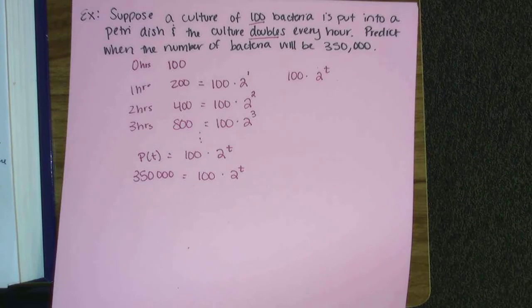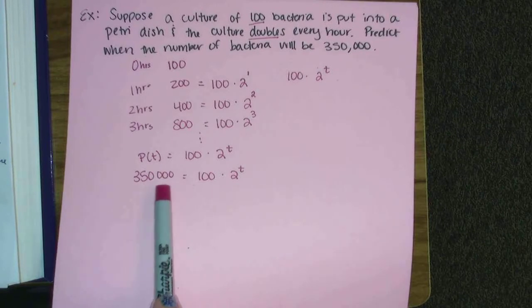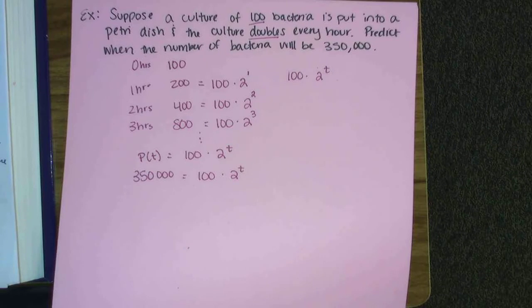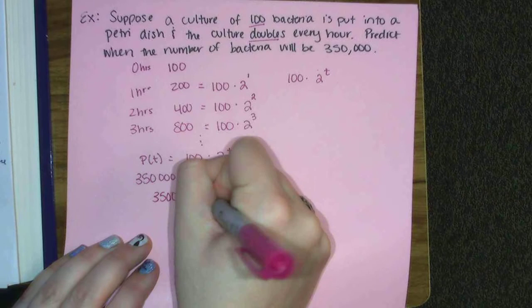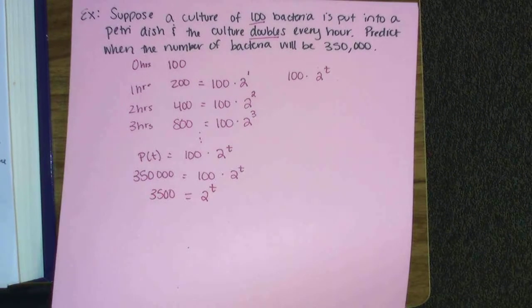Divide by 100, is that what you said? Yep, so that is what I want to do. So dividing by 100, what does that do to this side? Okay, it takes away 2 zeros. So 3,500 is equal to 2 to the t. And now how do I get t by itself? Does anybody remember from last year? I think this is what we did while we were quarantined, so I don't remember.